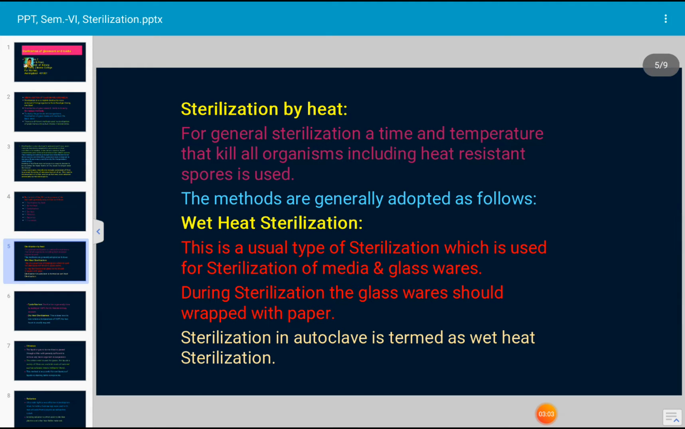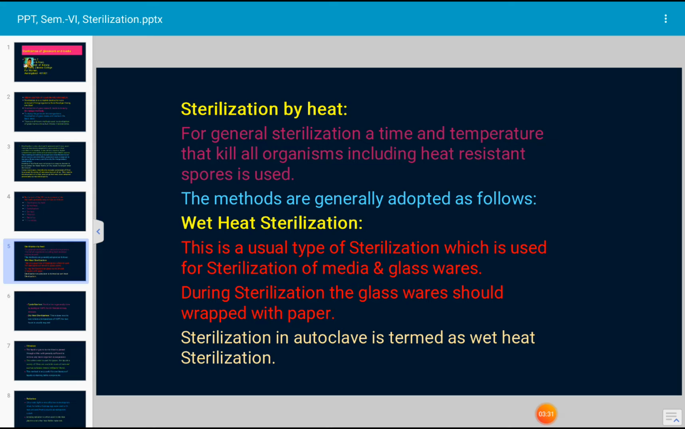Next, what is sterilization by heat? For general sterilization, a time and temperature that kills all organisms, including heat-resistant spores, is used. The methods are generally adopted as follows. Wet heat sterilization. Let us see wet heat sterilization.